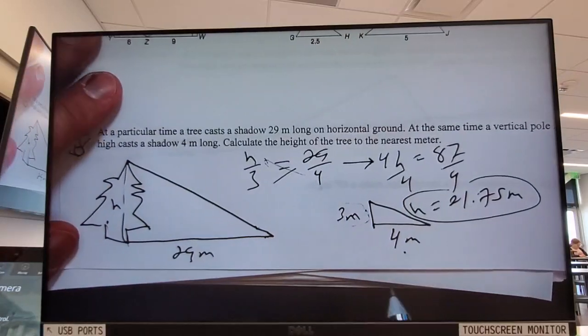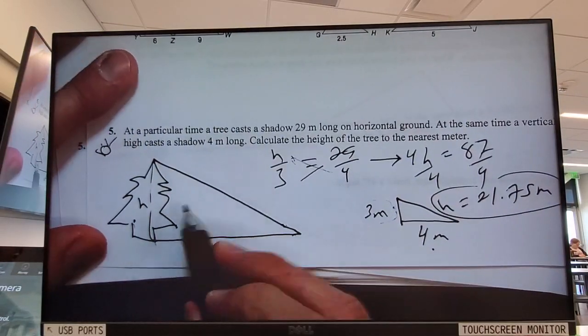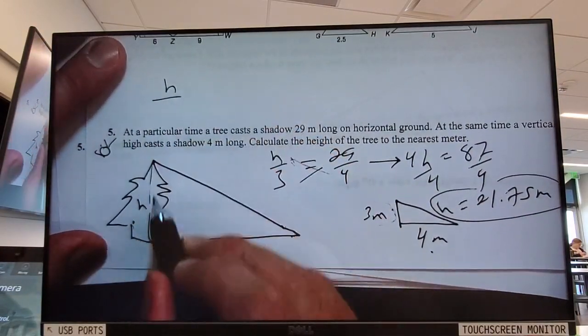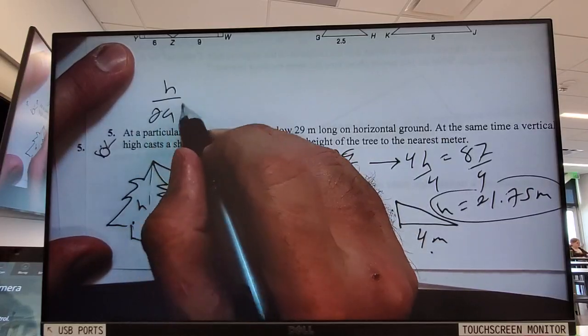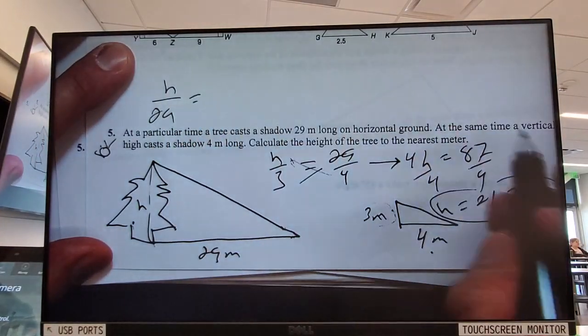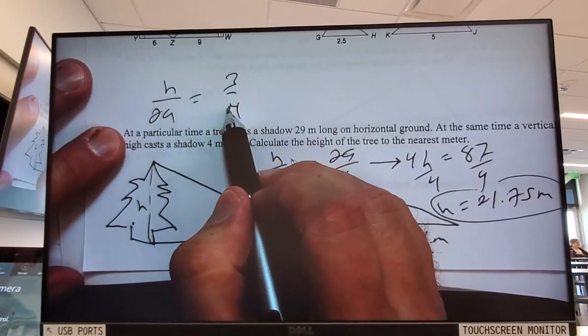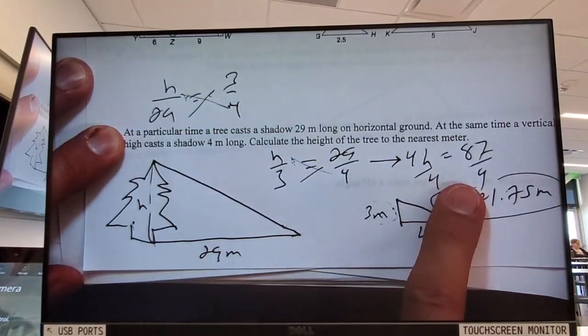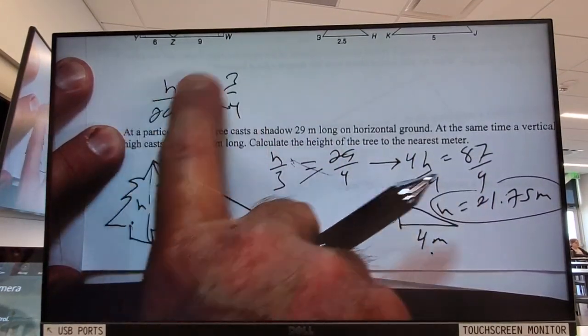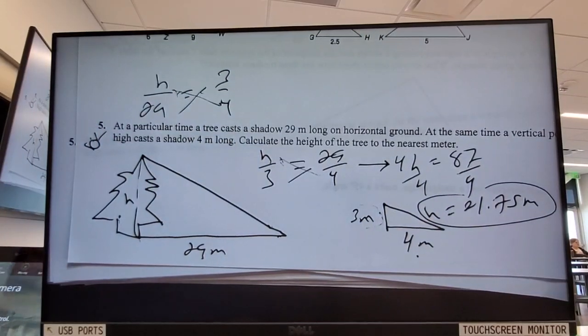Now, I could have done this. The height of the tree divided by its shadow has to equal the height of the pole divided by its shadow. And look, when I cross multiply, don't I get the same equation I got over here? Don't I get 4H equals 87? So there's a whole lot of proportionality statements you can set up. Because there's a whole lot of sides, they'll all have to have the same multiplier.